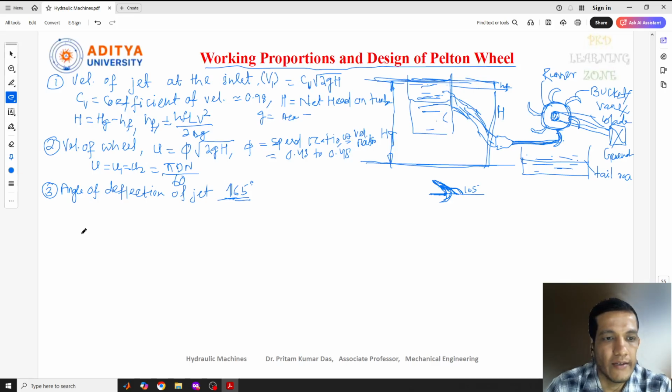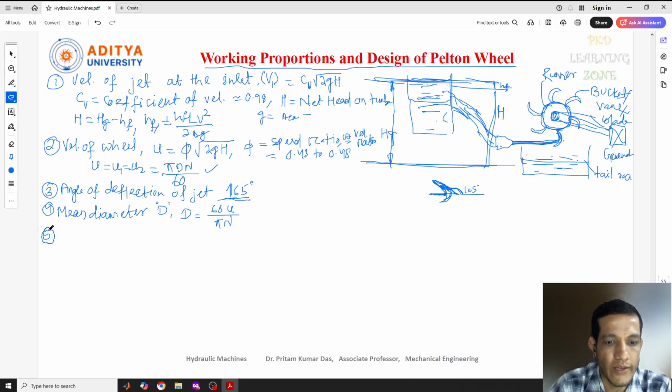The fourth one is to calculate the mean diameter, also called the pitch diameter, d. I have already written this formula, so from the velocity formula we can calculate the value of d. You can write this as 60 into u by pi into n, where n is the speed of the runner.